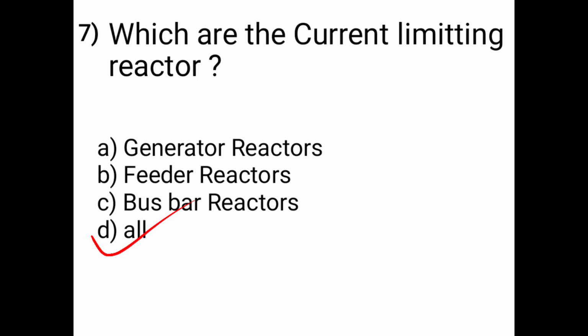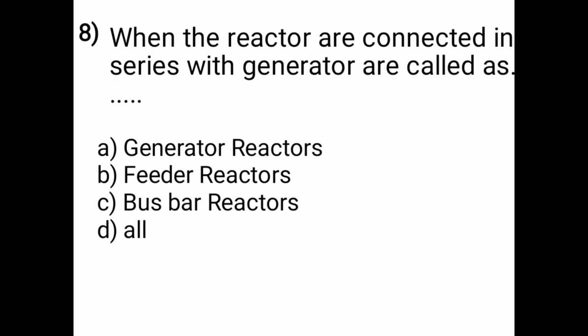Then the next question is, when the reactors are connected in series with the generator, they are called as. Options are: A is generator reactors, B is feeder reactor, C is busbar reactor, and D is all of the above. So the correct answer is option A, generator reactor. When the reactors are connected in series with the generator, they are called generator reactors.